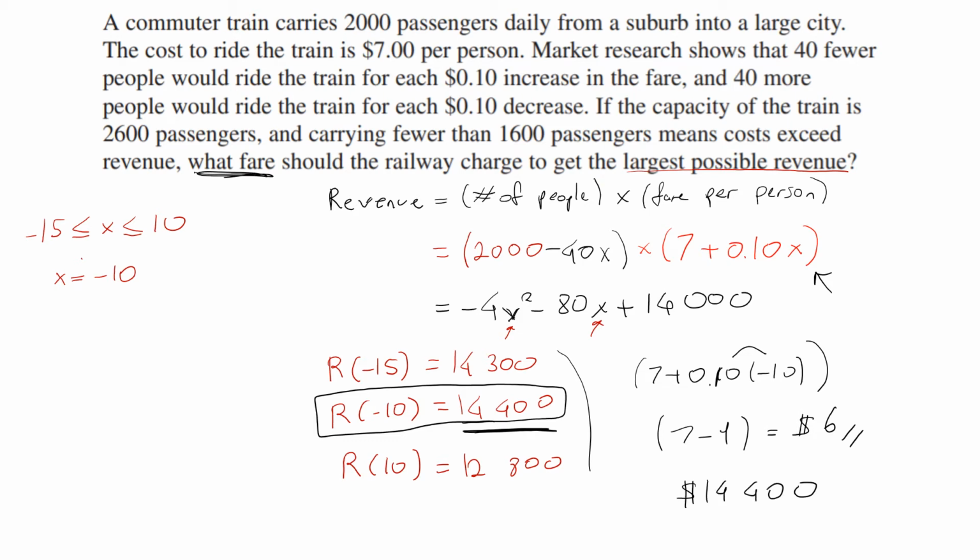$14,400. And let's say it doesn't ask, but let's say I also want to specify the number of people that's coming in. Again, I'm going to plug in -10 for my X value represented by my number of people, and I will get 2,400 people, which means it is in fact in my domain too, because my maximum capacity is 2,600 people. So that's the end of my question.